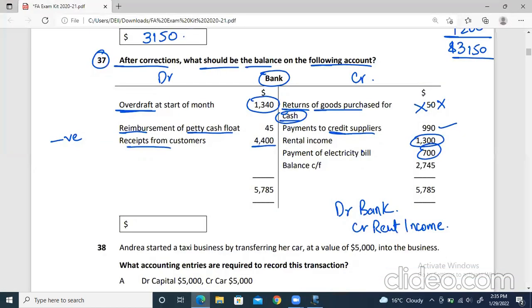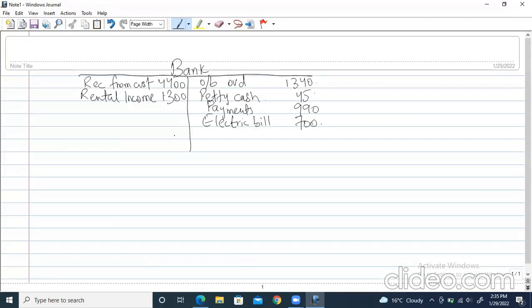And let's look at the last one. Okay, there is nothing else over here. We just have to now balance the account, just like I told you in the second class, and create a balance carried down. So first we have to see what is the heavier side. I think the debit side is the heavier side, right? So 4,400 plus 1,300 gives us 5,700. Okay, and we'll write this amount over here as well.